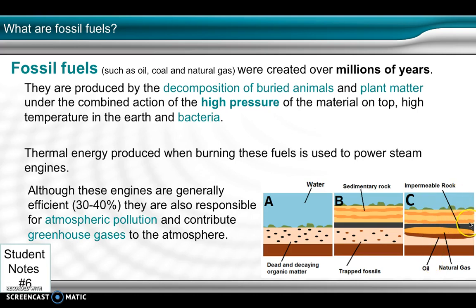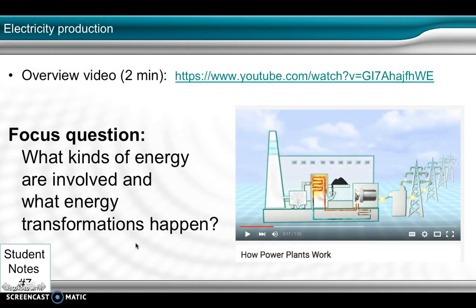And the types actually depend on which types of plants and animals there were, what pressures and temperatures they experienced, all that jazz. And we can actually harness the energy that's contained within these fossil fuels by burning them to power steam engines. However, unfortunately, they're pretty big causes of atmospheric pollution and adding greenhouse gases to the atmosphere. So I'd like you right now to pause the video and actually go watch another video on how power plants work. Just a quick overview of what's going on. It's pretty helpful. I really like this video.